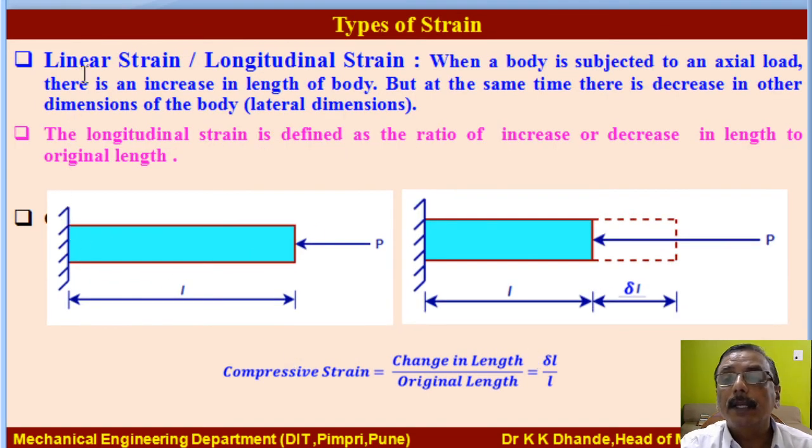Another is linear strain, or longitudinal strain. When a body is subjected to an axial load, there is an increase in the length of the body, but at the same time there is a decrease in other dimensions of the body, that is, the lateral dimension. So longitudinal strain or linear strain, you may again define as the ratio of increase or decrease in length to original length. Because when the load is acting in a tensile manner, there is an increase in length. When the load is acting in a compressive manner, there is a decrease in length. That's why the definition becomes the ratio of increase or decrease in length to original length.